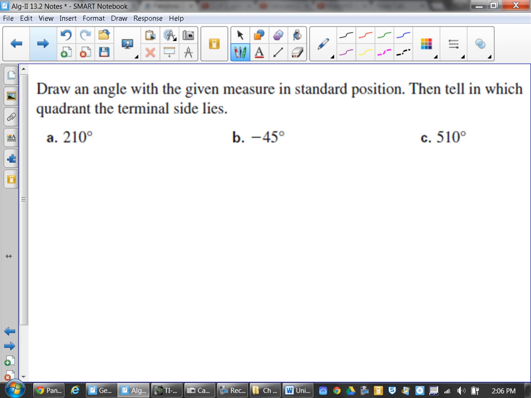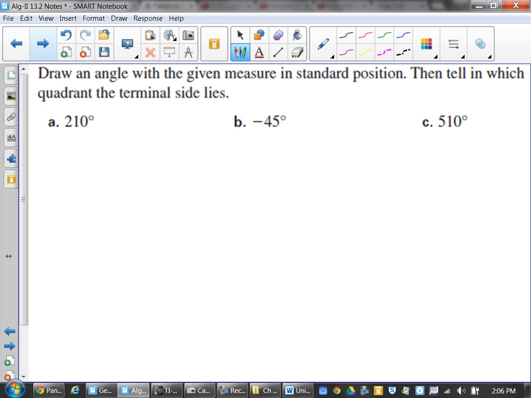So take a second and do the negative 45 and the 510. Plot the negative 45 degree, and then plot the 510. I want you guys to see what happens here. Also, tell me what quadrant they're in and what are their reference angles, if you please.